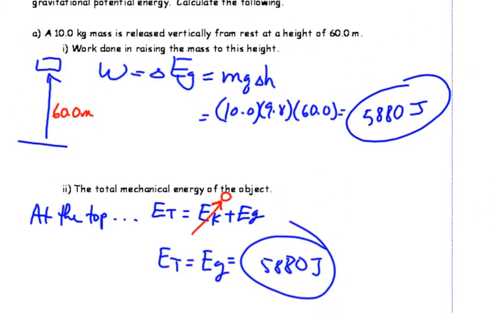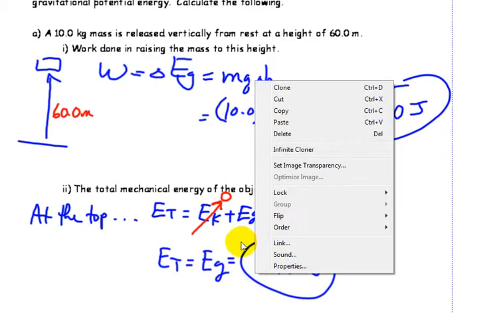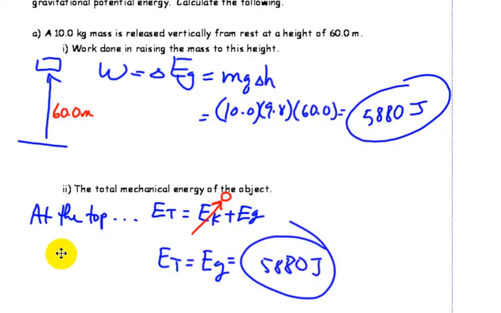So if it gained 5,880 joules of energy, that's what the total energy of it must be. Maybe put a star beside this question because you'll see this again, including the quiz.